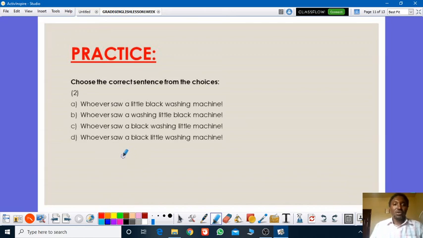Question 2. Choose the correct sentence from the choices. Again, which are the adjectives? Little, black. Yes, little, black. And washing, for washing machine. So we have only 2 adjectives in this case. Whoever saw a little black washing machine. Whoever saw a washing little black machine. Whoever saw a black washing little machine. Whoever saw a black little washing machine.